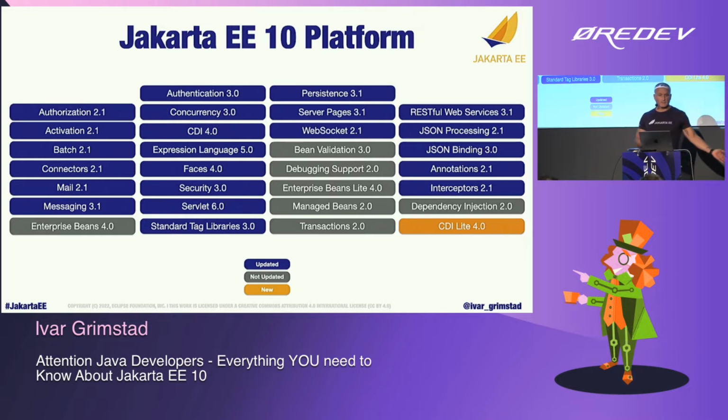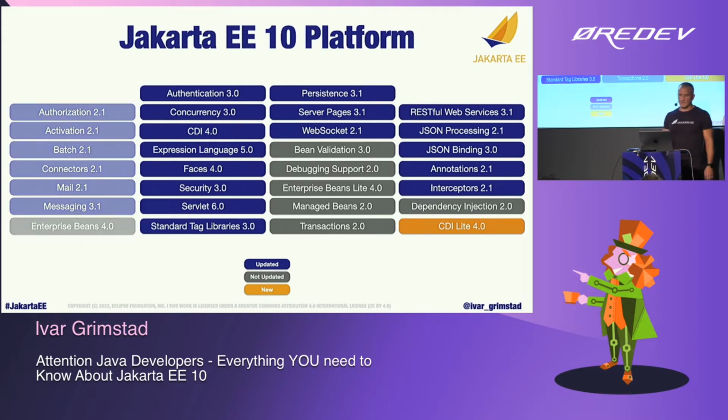And the gray ones weren't updated for this release. That doesn't mean they're not relevant or anything. It just means that they were good enough as they were, so we didn't update them for this release. Also there is one orange down in the corner, CDI Lite, which is actually not a new specification. It's just a part of CDI, but we like to highlight it as a separate specification. And the reason for that I'll get to in a little while.